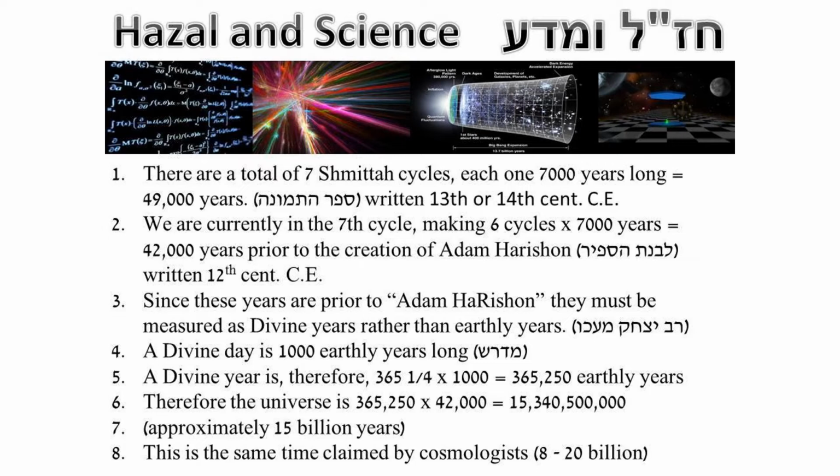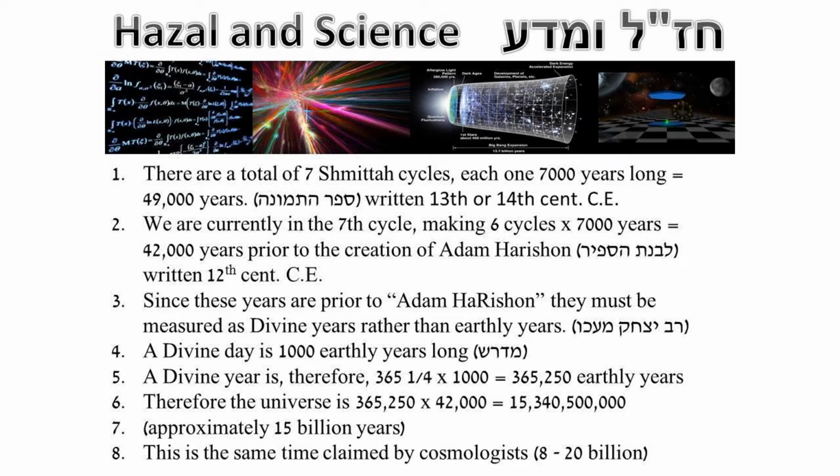by different sources that basically say the following: number one, there are a total of 7 Shmitot cycles. Shemitah is a type of cycle in Hebrew understanding. Each one is 7,000 years long, being 49,000 years. And that's from the source called Sefer HaTemunah, which was written about the 13th, 14th century CE.